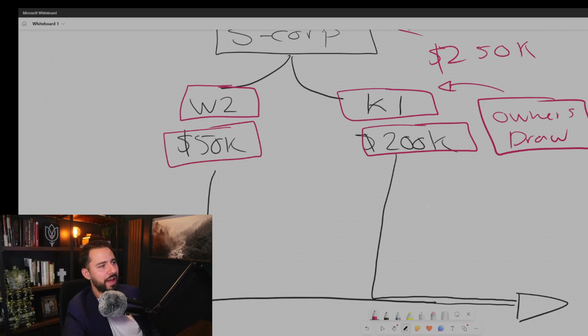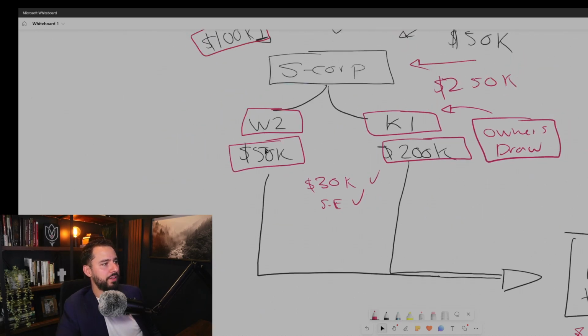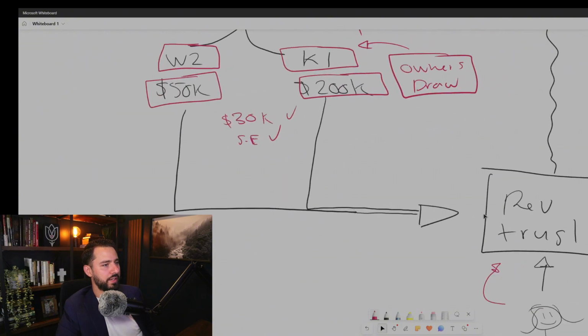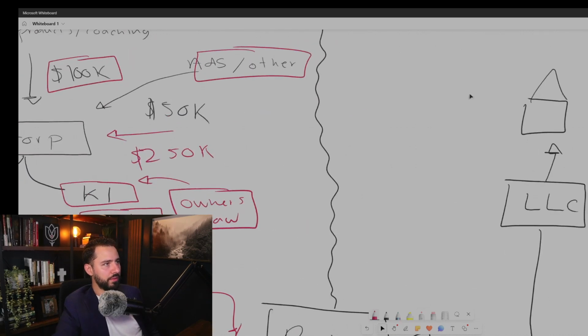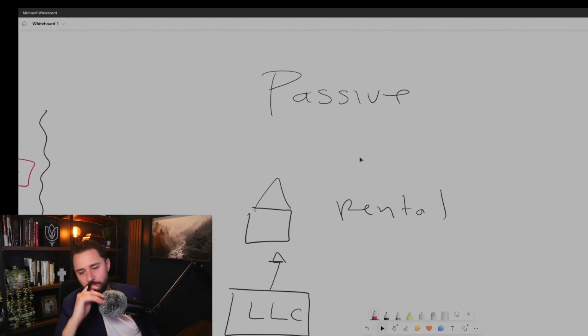So she did this to save self-employment taxes. I don't know the math here. Let's say this structure allowed her to save 30 grand in self-employment taxes, right? Which is awesome. So then the W-2 goes on to her personal income, which will be reported on her 1040. And then the K1 will also go to the 1040, right? But also, let's say Lacey over here, she's crushing it. She has all this excess cash flow.